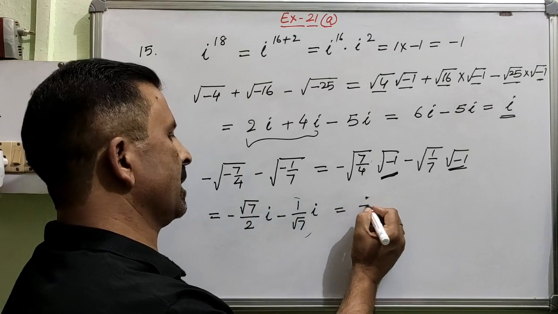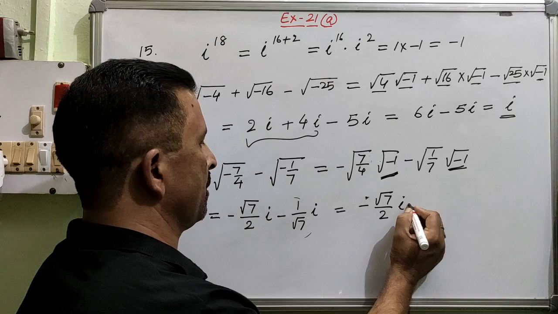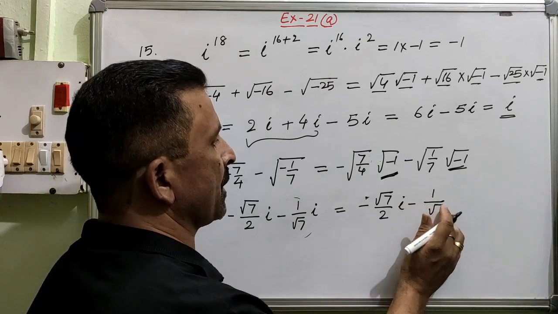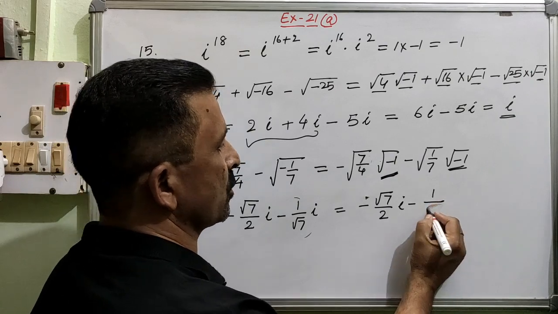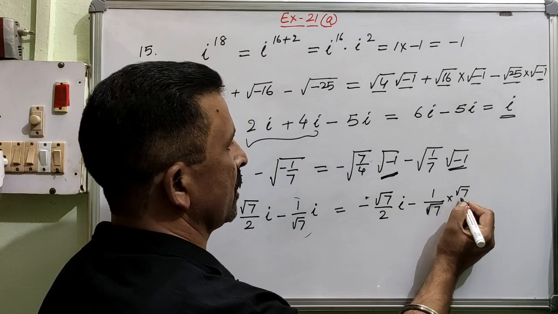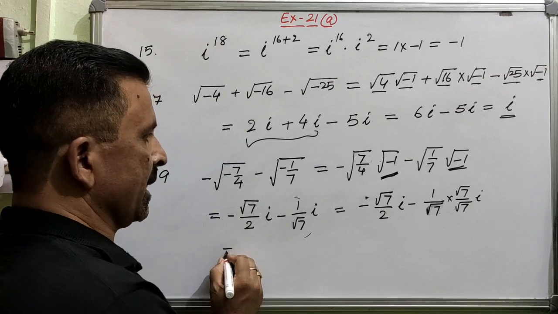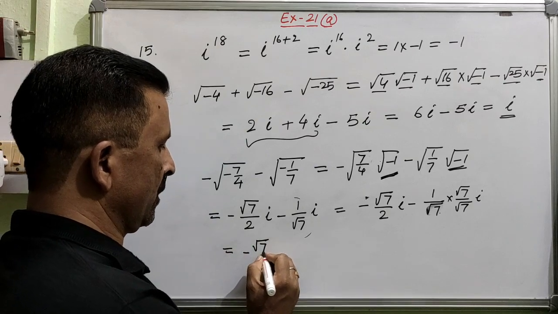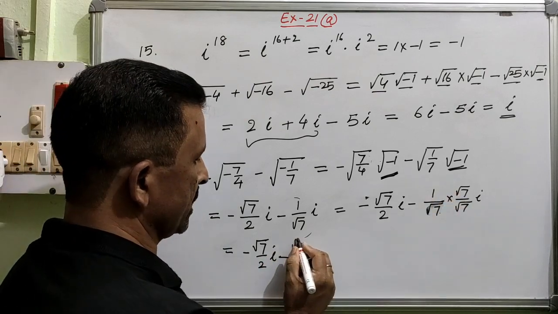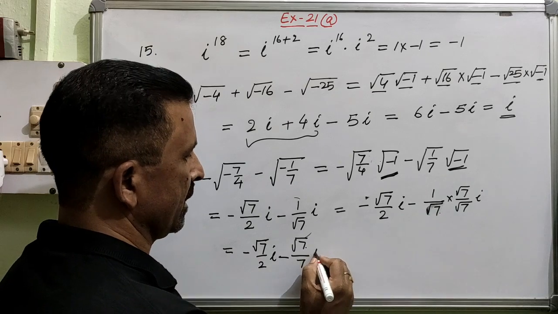The first fraction will remain as it is only, root 7 over 2i minus. Now we are rationalizing this part. So when we are rationalizing, we multiply and divide by the same number, root 7. This will become minus 7 root 7 over 2i, and then minus 1 into root 7 is root 7, and the denominator will become root 7 into root 7, which is simply 7i.